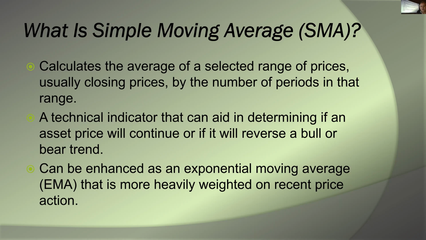It's a technical indicator that can aid in determining whether the asset price will continue or if it will reverse into a bull or a bear trend. It can be enhanced if you decide to use exponential moving averages, and exponential moving averages just more heavily weight the recent prices versus all of the prices that are calculated in the average. So it's just giving more weight to the most current prices. So let's jump right in and take a look at Dash Trader. We're going to do some pretty cool things using moving averages, probably things that you may never have realized you can do using your system.